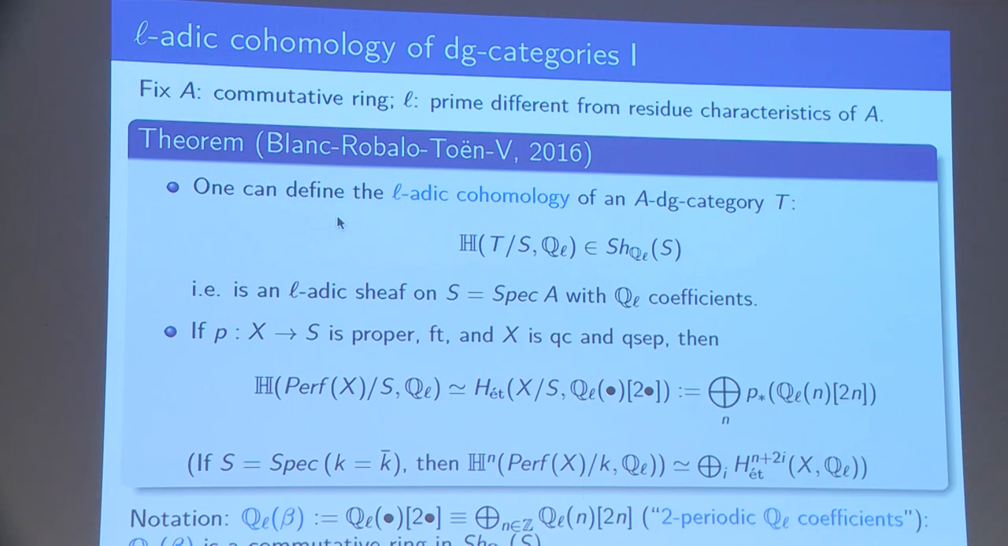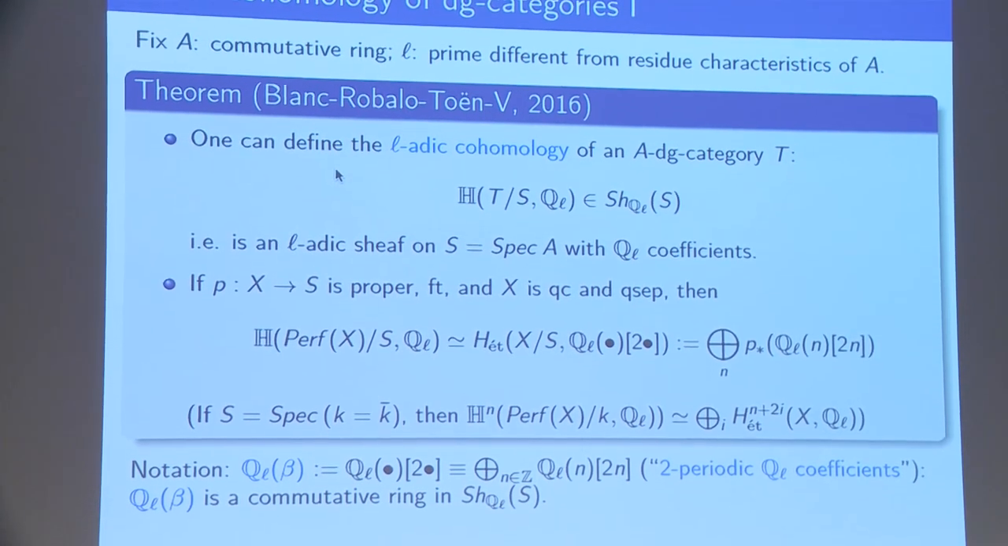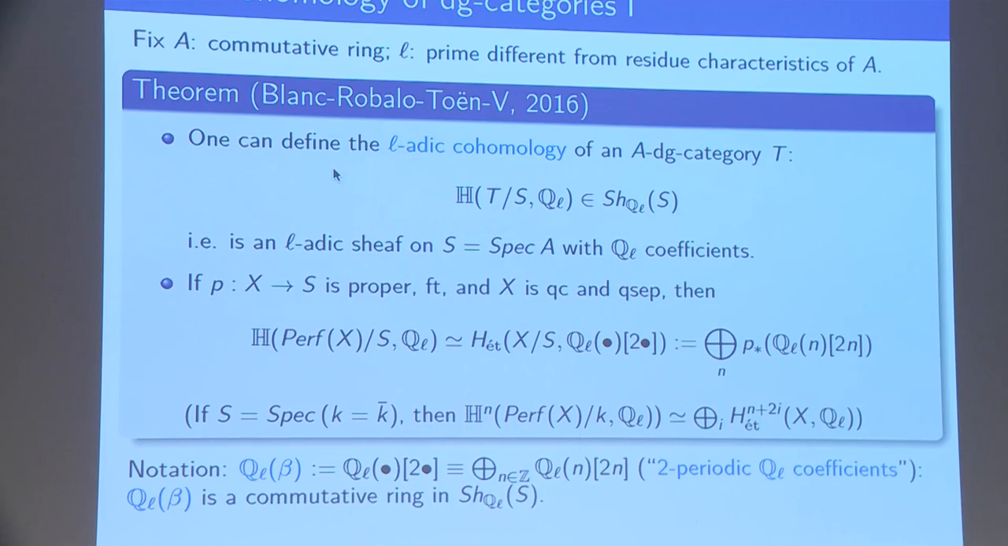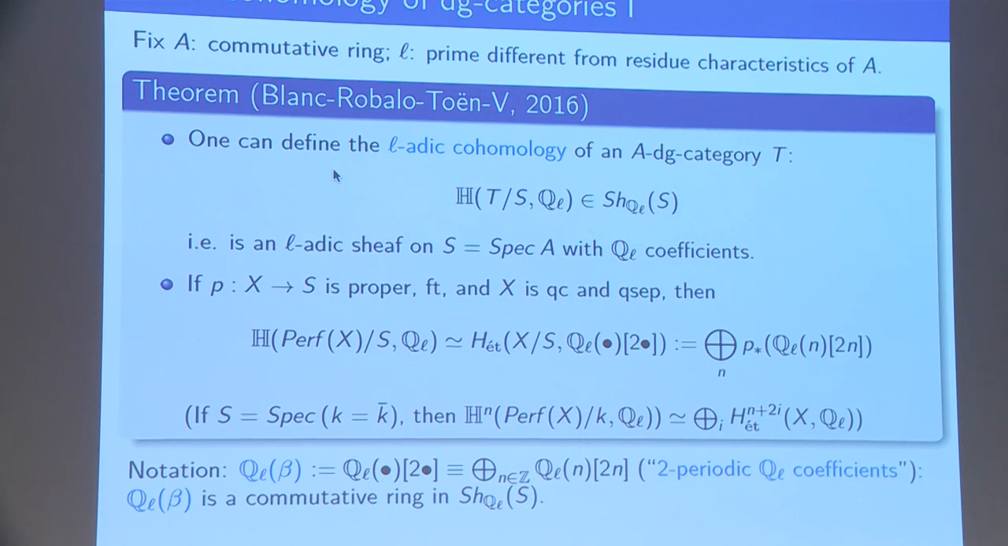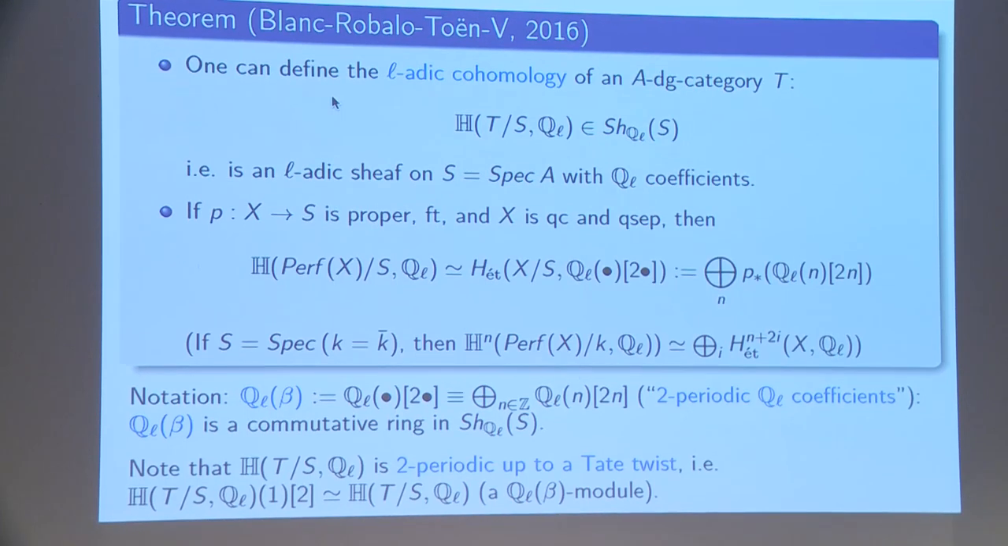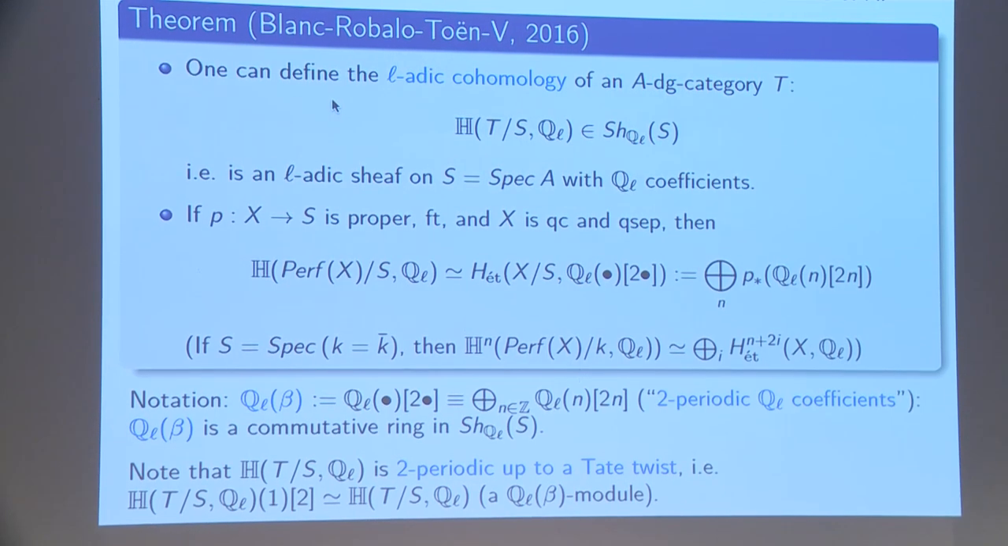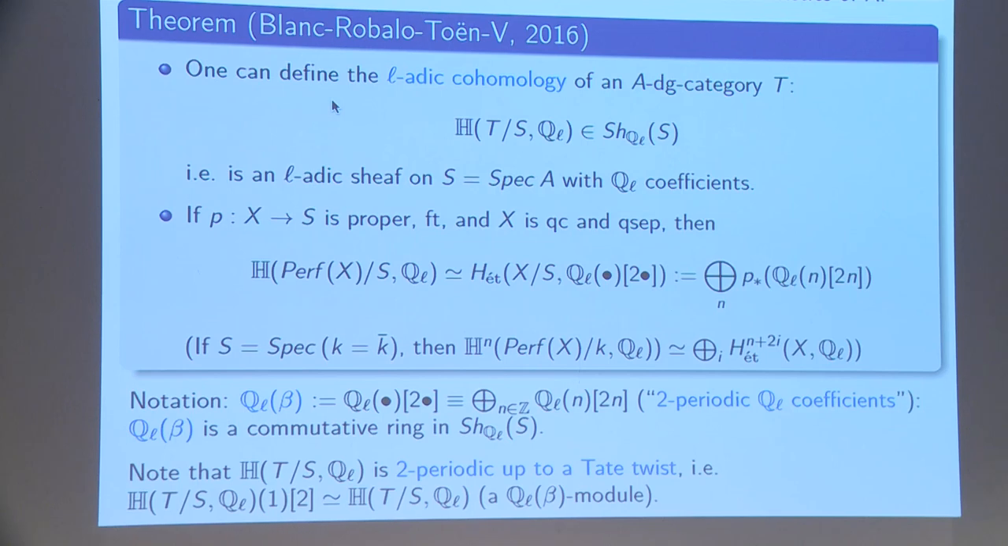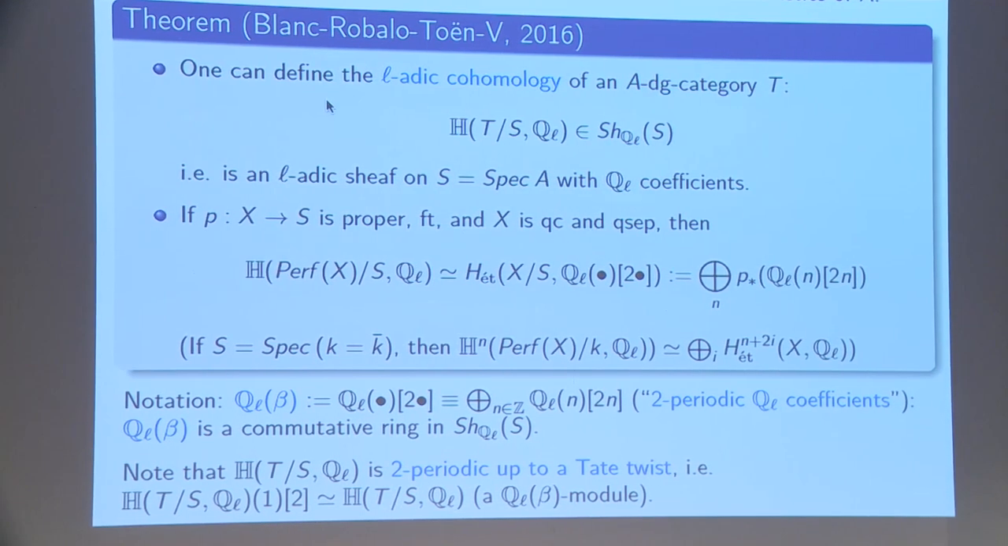So the notation is the same that Marco used. Q_l beta will be this sum here, Q_l twisted by n, shifted by 2n. And I view it as a commutative ring, or an infinity ring, in l-adic sheaves, in the monoidal category of l-adic sheaves over S. And note this l-adic cohomology, or l-adic realization, as Marco explained, is two-periodic up to a Tate twist. So H shifted by 2 is H, but not quite, because there is a Tate shift by 1 on the left. So in other words, this is a Q_l beta module.